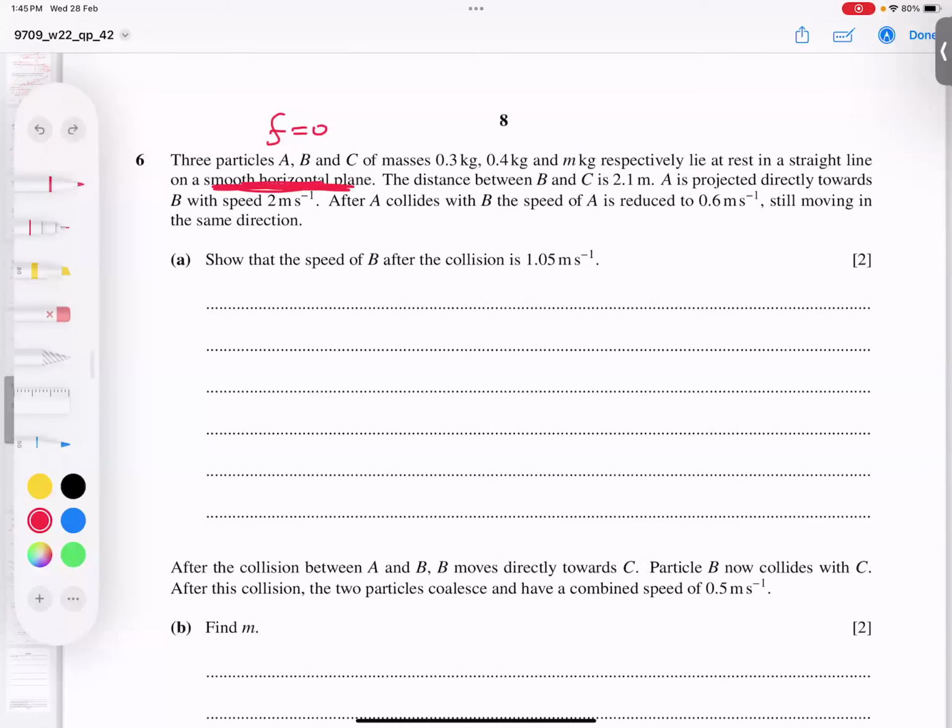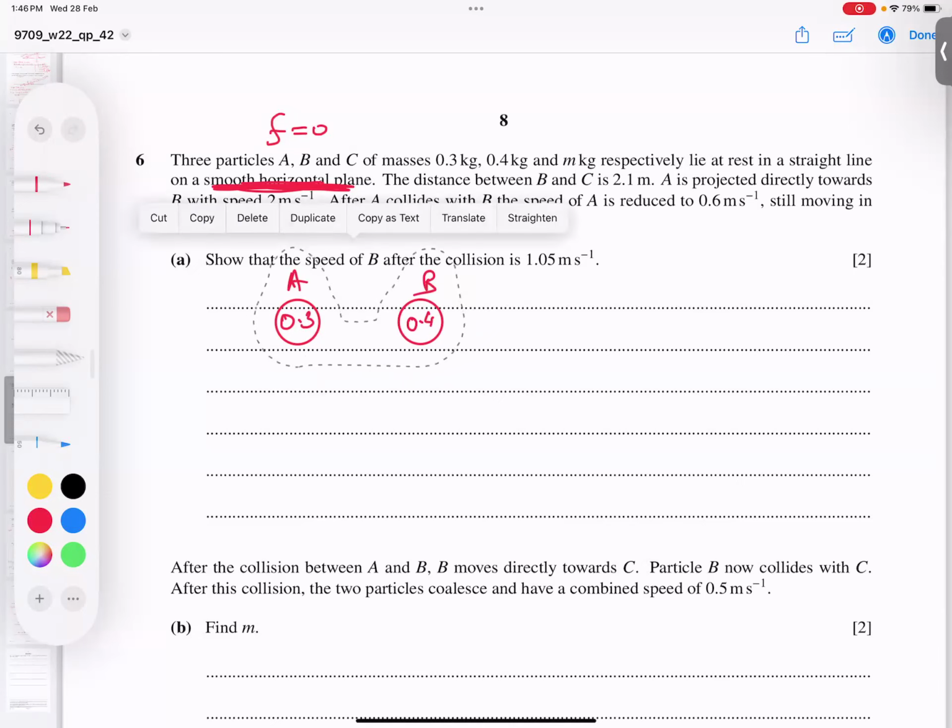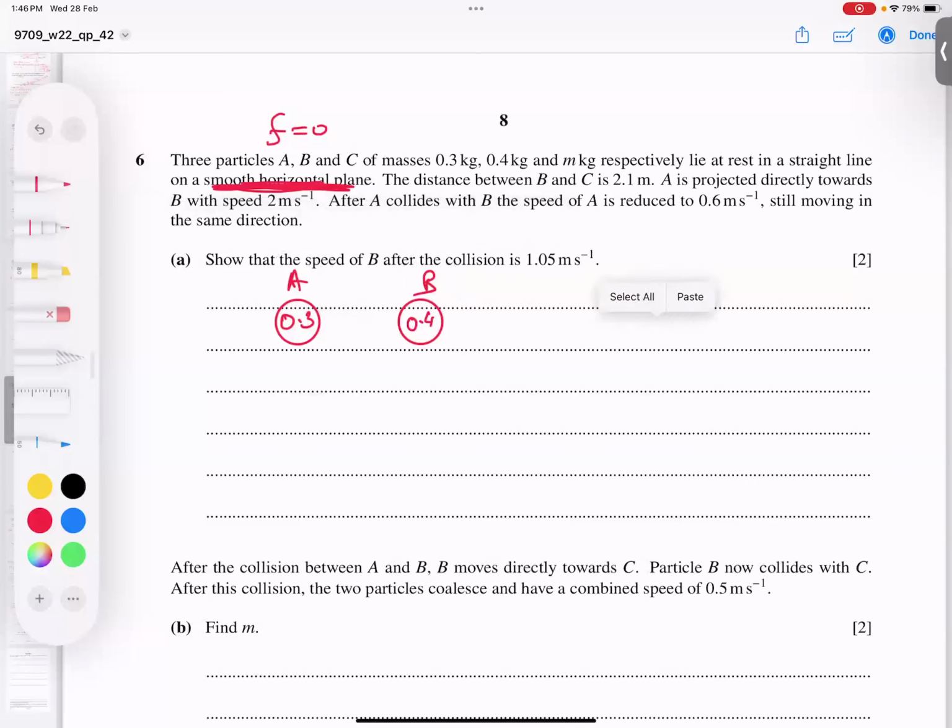So let's try to write that one. It means the situation is what? There's a particle A, and this is a particle B. The mass of particle A is 0.3, and the mass of particle B is 0.4. This is before collision, because he talks about the collision of A and B. So let's try to solve it. This is before, this is after.